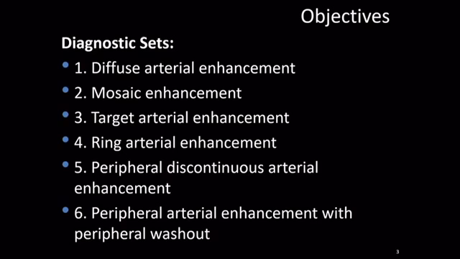Mainly based on arterial enhancement patterns. I'm not saying that this is the only way to approach liver lesions, but this is one way that can be helpful in many cases. So the diagnostic sets are diffuse arterial enhancement, mosaic enhancement, target enhancement, ring enhancement, peripheral discontinuous enhancement, and peripheral enhancement with peripheral washout.